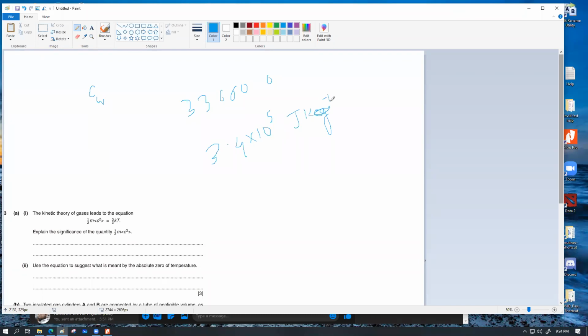Specific latent heat of vaporization of water, LV equals 2.3 into 10 to the power 6 joule per kg. (Earlier said 2.7, corrected: sorry, 2.3.) Up to this point, these are all constants. The questions have not started yet.